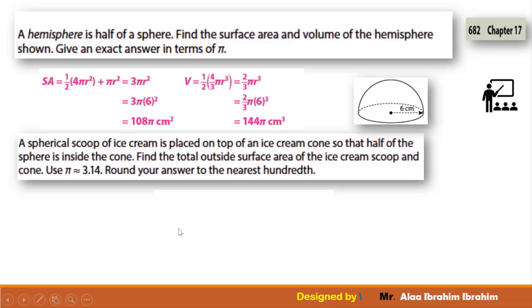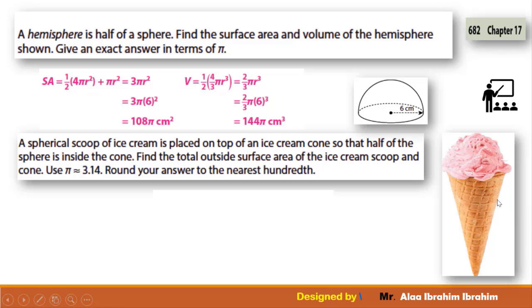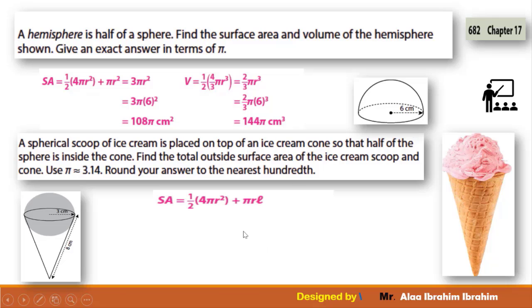Now a spherical scoop of ice cream is placed on top. So on the top of this, I have my hemisphere here. This is my form, this is my ice cream. I know you love it. So we make it in a geometrical way. We have here a hemisphere and down here a cone. So we have to find now the surface area. Find the total outside surface area. So this is my rule. I can deal with this. This is my slant, it's my l. It's 8, this is my radius. I have everything, I can replace it, 3.14, so I can find my answer.